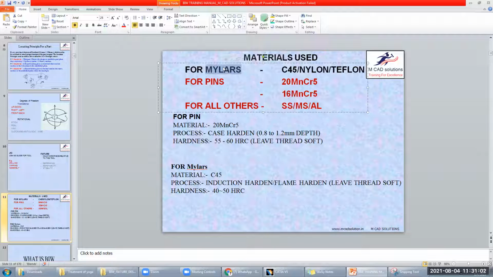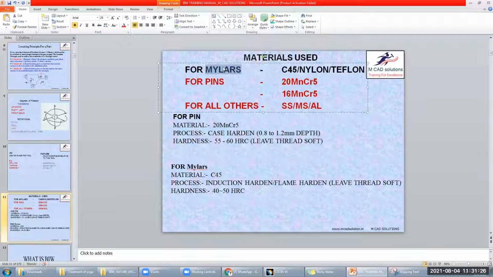Depending on the workpiece or panel area, the number of mylars will increase. There are basically two types of mylar: one is rest mylar, another is clamp mylar. Rest means it gives support to the panel, the panel will rest on that mylar. So its function is to rest or support the panel. That is why the name is rest mylar.